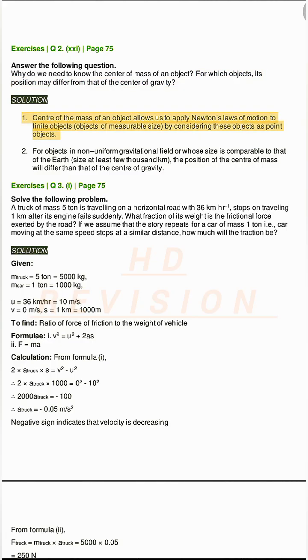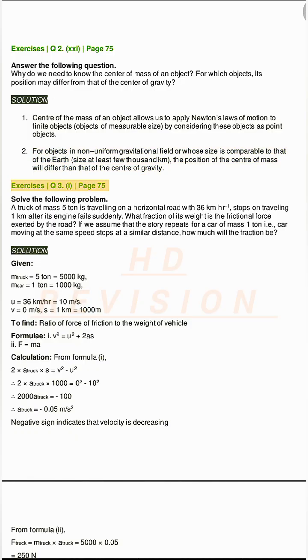Center of mass of an object allows us to apply Newton's laws of motion to finite objects, objects of measurable size, by considering these objects as point objects. For objects in a non-uniform gravitational field or whose size is comparable to that of the Earth, size at least a few thousand km, the position of the center of mass will differ from that of the center of gravity.